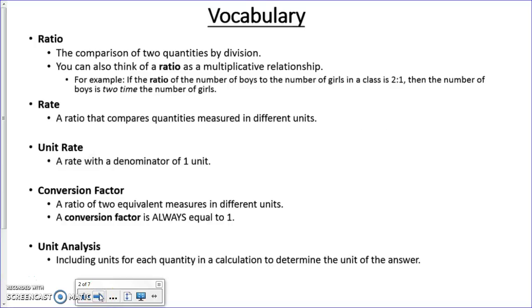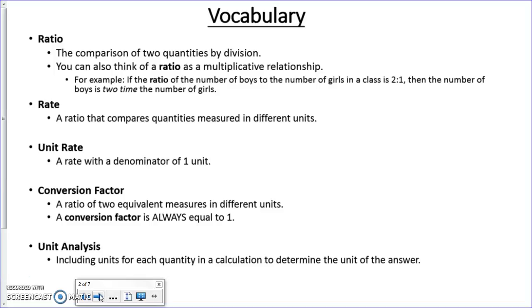Ratio, the comparison of two quantities by division. You can also think of a ratio as a multiplicative relationship. For example, if the ratio of the number of boys to the number of girls in a class is 2 to 1, then the number of boys is 2 times the number of girls.